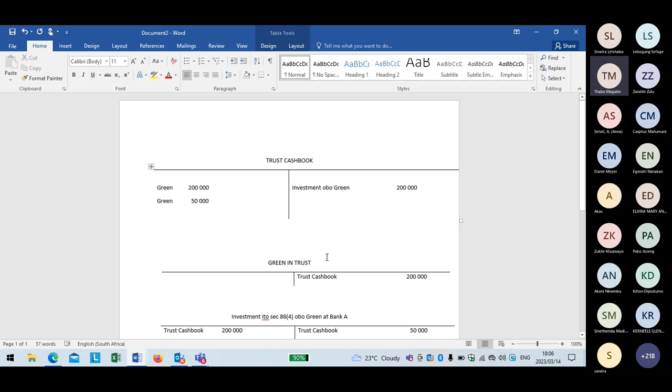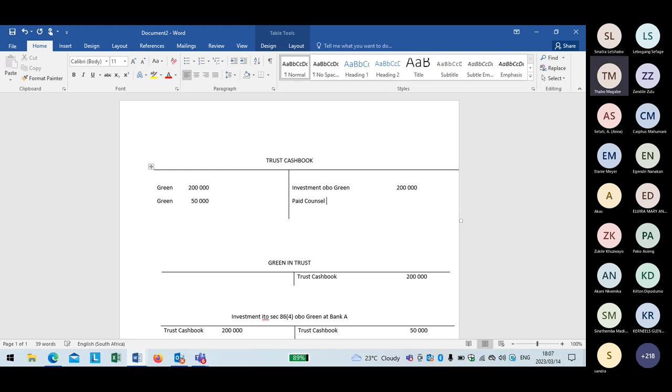So you brought back the 50,000 from the investment account to the trust cash book. Now your trust cash book has 50,000 belonging to Green, and from this 50,000 it becomes possible for you to pay 30,000 to counsel. Then how do you pay the counsel? You credit the trust cash book and you say paid counsel.